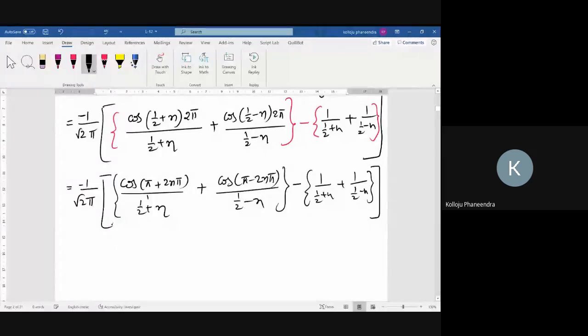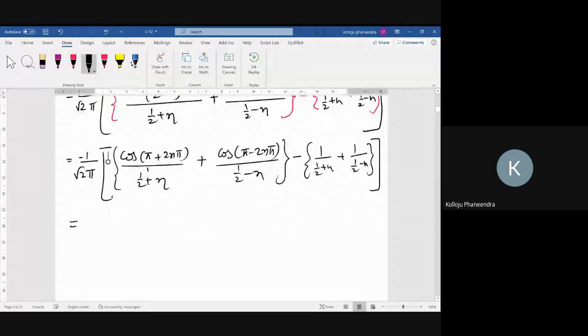Now what is cos(pi plus theta)? Cos(pi plus theta) means third quadrant, so 1 by root 2 pi. Cos(pi plus theta) is minus cos theta. So this becomes minus cos 2n pi by (1 by 2 plus n).